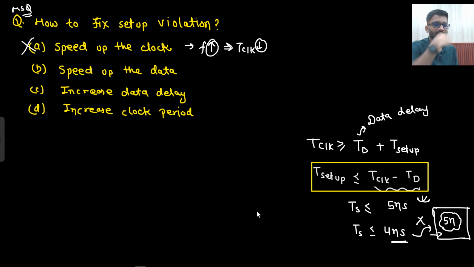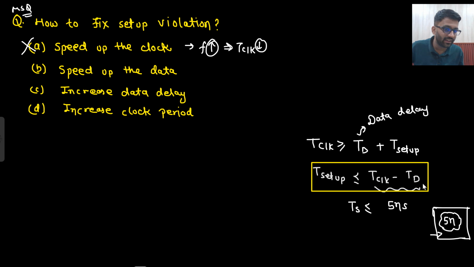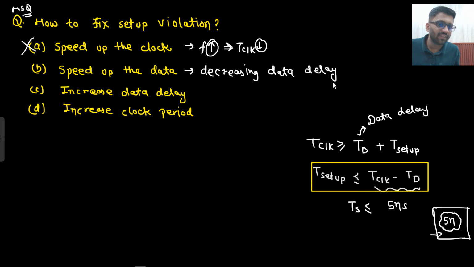Second one, speed up the data. Again, I am assuming this as my initial value only, that initially T clock minus TD was 5 nanosecond. If I speed up the data, what does that mean? That I am decreasing the data delay. Speeding up the data means decreasing data delay, right? Data is reaching faster, that means delay is less. If delay is less, then what will be your setup time? If this value is getting less, then this value is getting increased, so it will increase to 6 nanosecond.